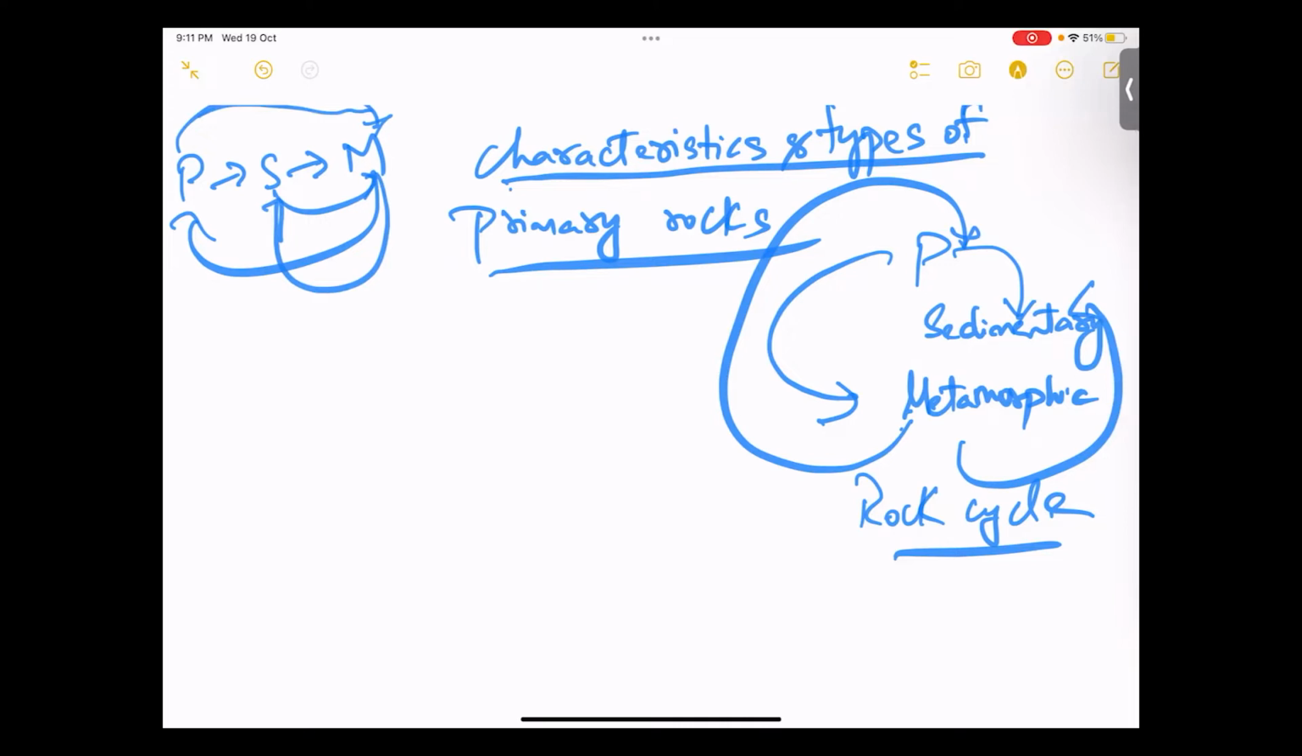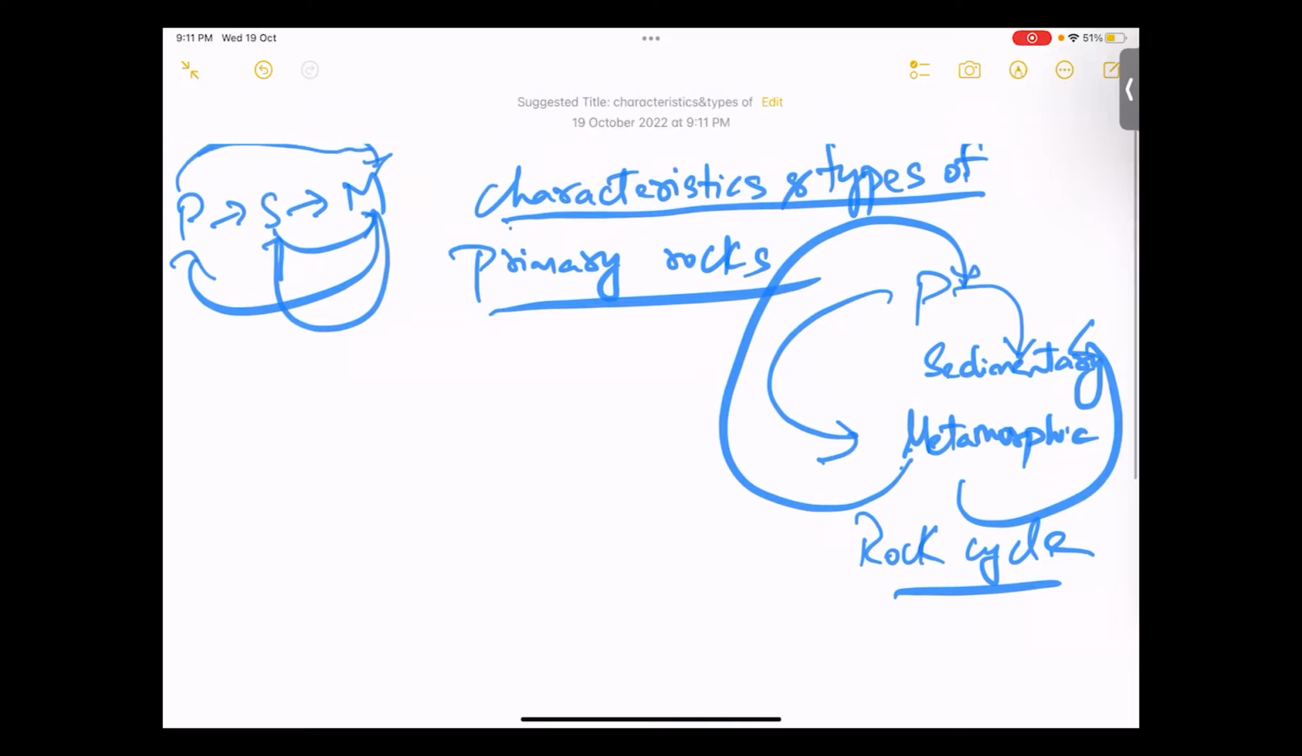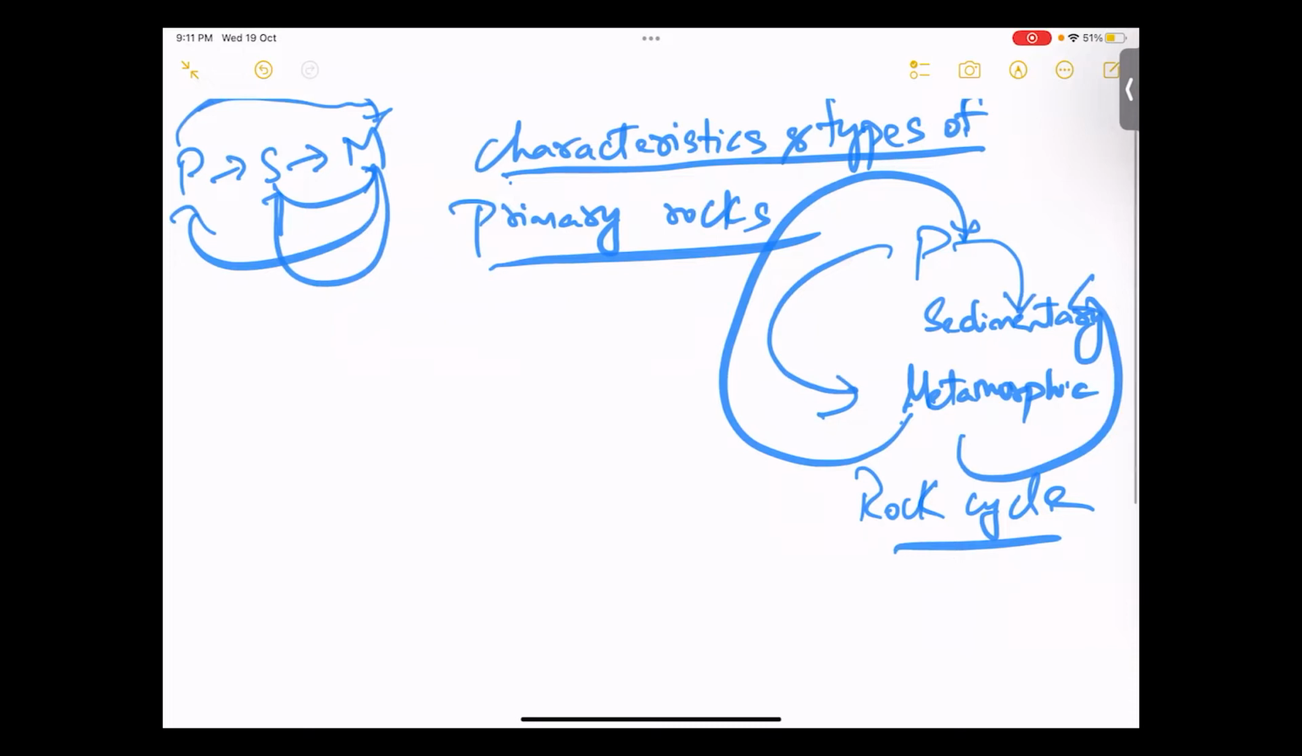Now coming to the question, they are asking you the characteristics and types. The first part of the question is the characteristics, the second part is the types. They are asking you specifically regarding the primary rocks, so you need not write about sedimentary or metamorphic rocks. Moreover, it's a 150-word question, so don't waste your time and energy. Straight away come to the intro.